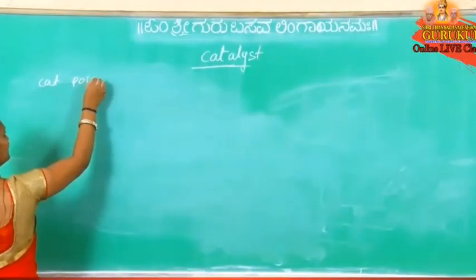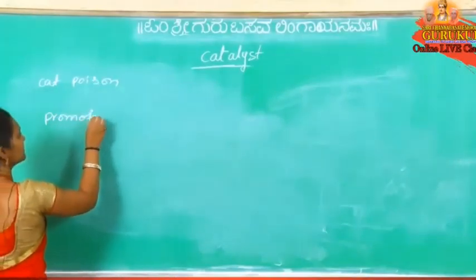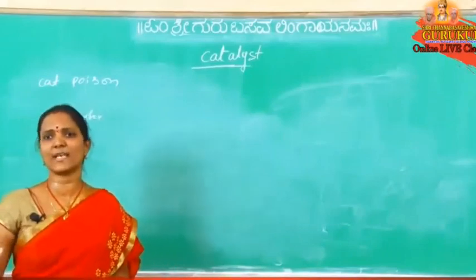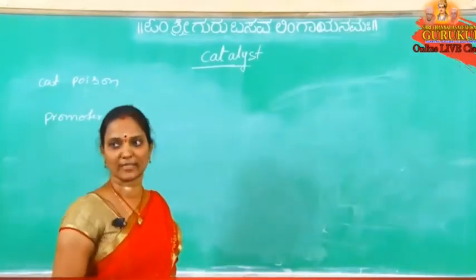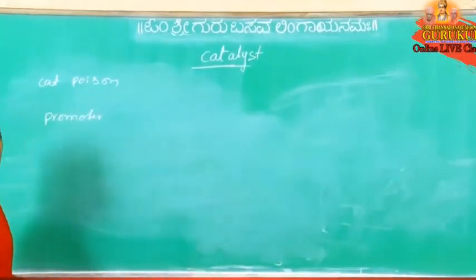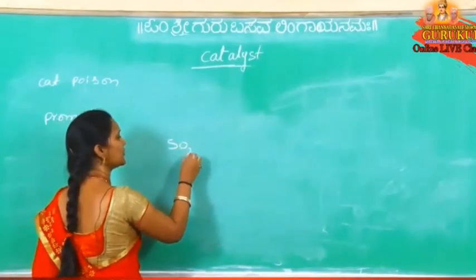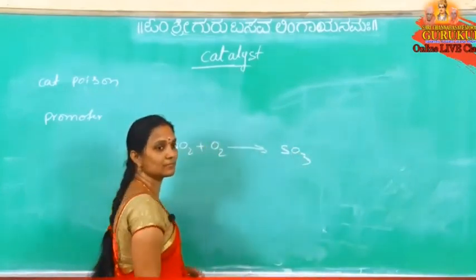Catalytic poison, promoter. Along with these characteristics, we should concentrate more on examples. All examples I have given in those notes. Practice all the examples. Okay. So what is this catalytic poison? If any substance, for example, SO2 plus O2 gives SO3.